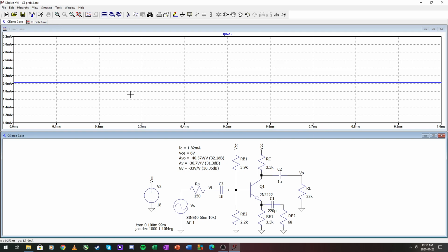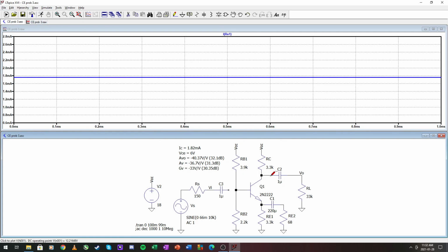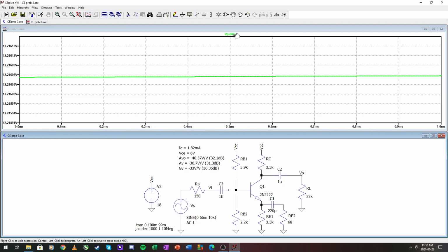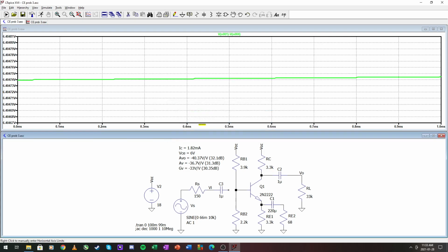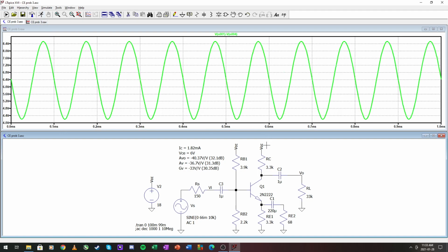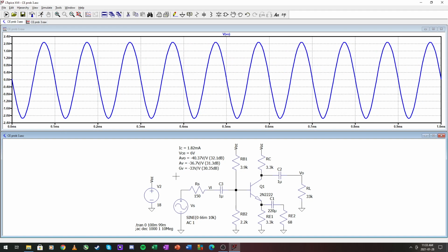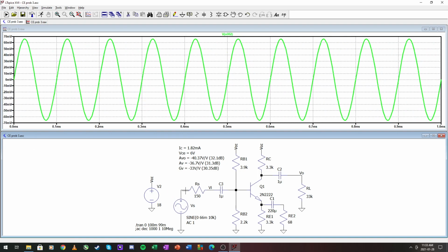So that is for our Q point, or our collector current. And 6.4 volts for our VCE value. So fairly close to what we designed for. Let's look at this with the actual signal. So 60 millivolts, 66 millivolts input.